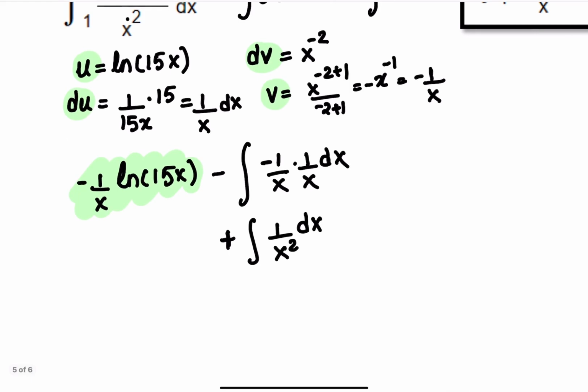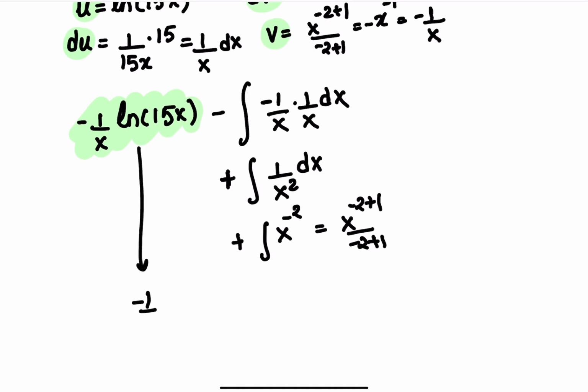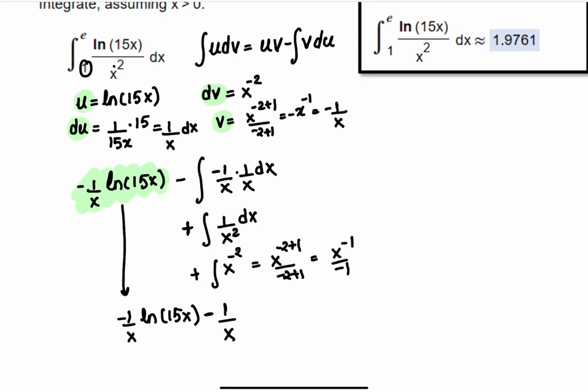And when I find the integral, this is the integral of x to the power negative 2, which is x to the negative 2 plus 1 over negative 2 plus 1. And I'm bringing this all the way down. Negative 1 over x ln 15x. Let me simplify this one. This is x to the negative 1 over negative 1. This is negative 1 over x. That's your final answer. But remember, they have given me the integral from 1 to e.